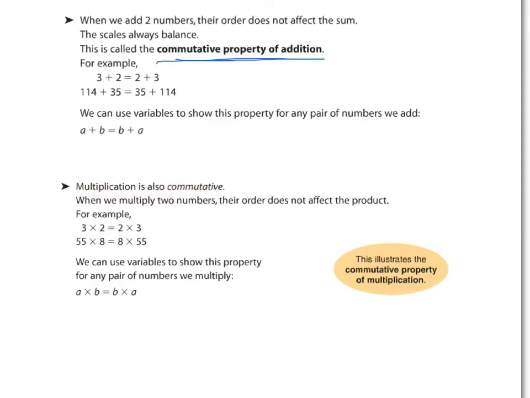Multiplication is also commutative. When we multiply two numbers, their order does not affect the product. Product, remember, is the answer when multiplying. For example, we can see 3 times 2, 2 times 3, both equal 6. Could even be in variables. We could see that if A were a certain number here and that same number here, say it was 3, B were 4 on both sides, 3 times 4, 4 times 3, both would equal 12. Doesn't matter what number, it applies to any situation when we are multiplying. So commutative property for multiplication and commutative property for addition.